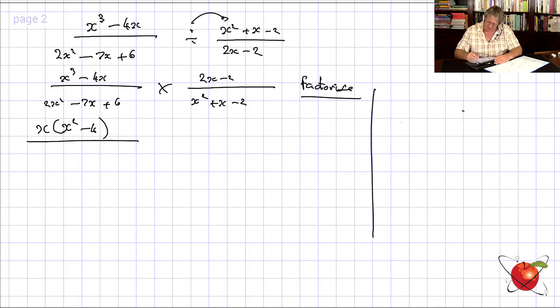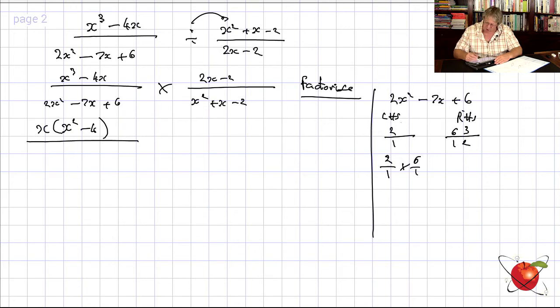Now I've got to go to the bottom end, and I'm going to do mine over here. 2x squared minus 7x plus 6, okay? I've now got to factorize that guy. So I factorize the left-hand side, which, my only option, is a 2 and a 1. That's all I've got, isn't it? And my right-hand side is a 6 and a 1 and a 3 and a 2. So now I do the cross multiplication, 2 and 1 times by 6 and 1. Remember, column 1 with column 2 and there's column 3 we're going to do. This gives me cross multiplied 2 and 6.